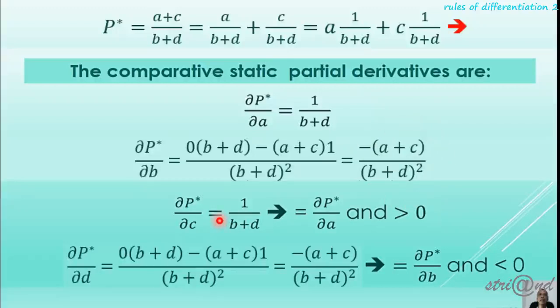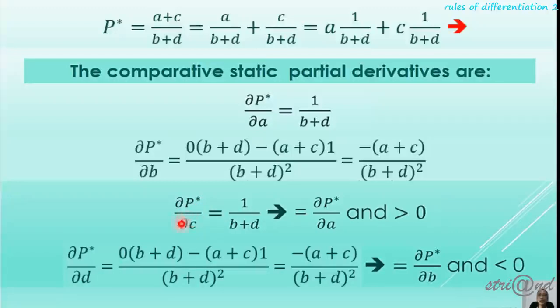And then next, the derivative of P star with respect to C is also 1 over B plus D, the same result as P star with respect to A. So we can conclude that the derivative of P star with respect to A is the same as the derivative of P star with respect to C. And also, because we know that P is greater than 0, D is also greater than 0, so the derivative of P star with respect to A is greater than 0, as well as the derivative of P star with respect to C.